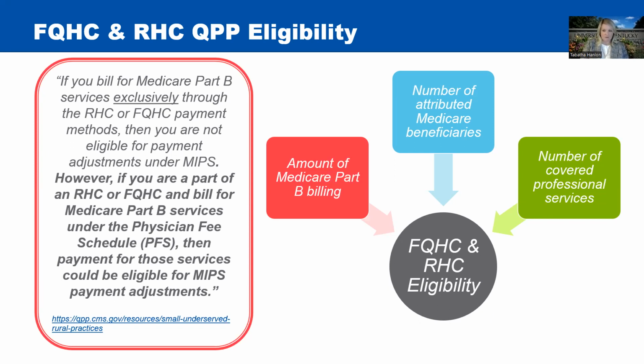So if you do receive payments under Medicare Part B in the physician fee schedule, that is going to go towards your low volume thresholds. And for the Quality Payment Program for MIPS, there are 3 separate low volume thresholds used to determine eligibility for reporting. And those are going to revolve around, first, the amount of Medicare Part B billing that you do. Next is going to be the number of attributed Medicare beneficiaries. And last is the number of covered professional services.